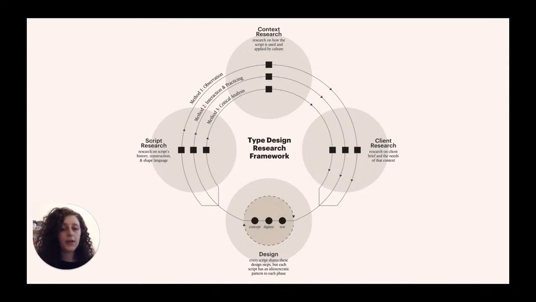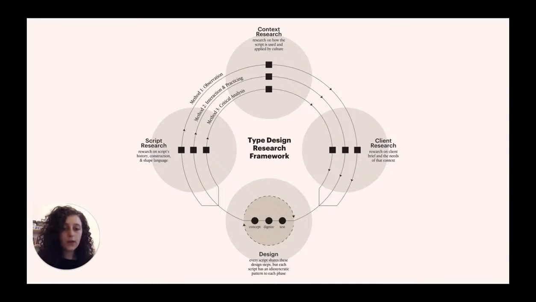So script research is research on the script's history, construction, and shape language. Context research is research on how the script is used and applied by that cultural group or community. And client research is research on the client brief and on the needs of that particular context. These areas are all investigated through 3 different research methods: observation, interaction and practicing, and critical analysis. And you can see these methods exist on the lines guiding across all subject areas.